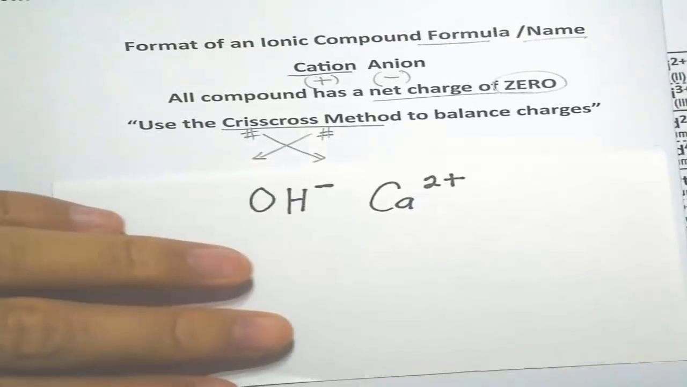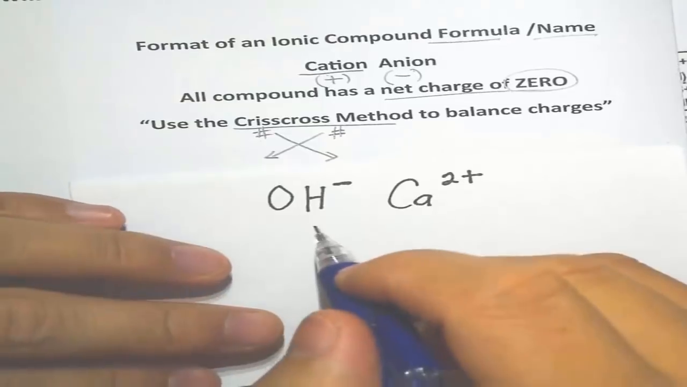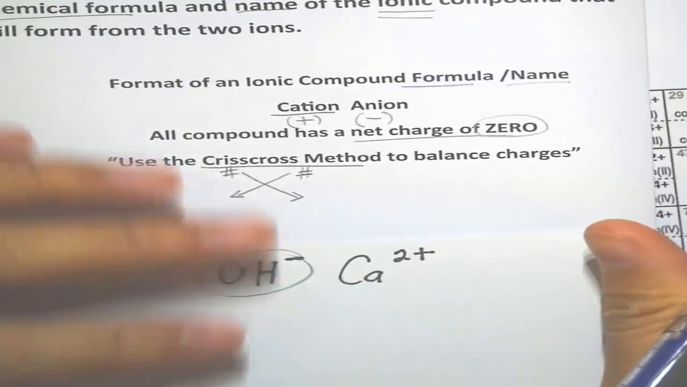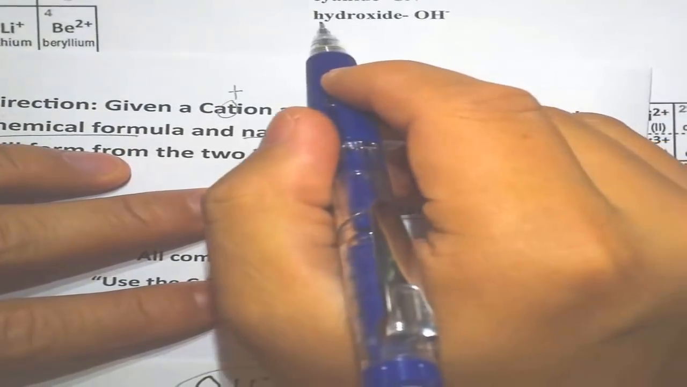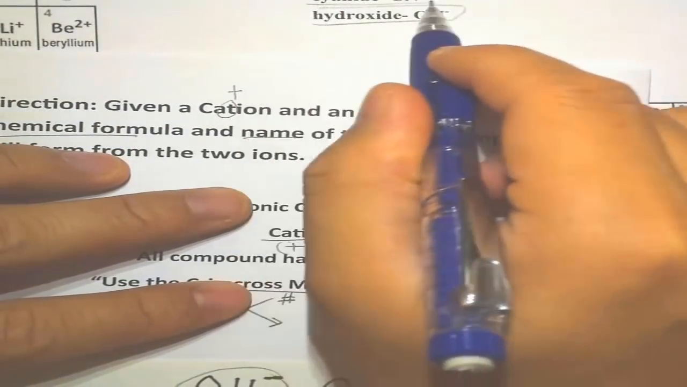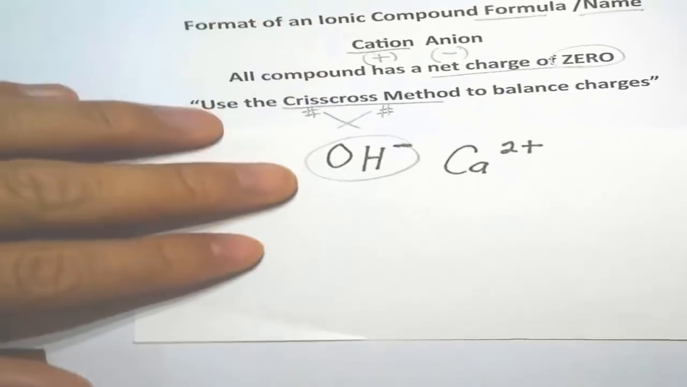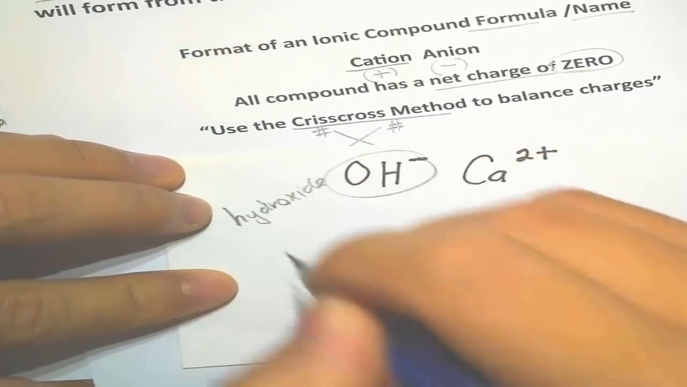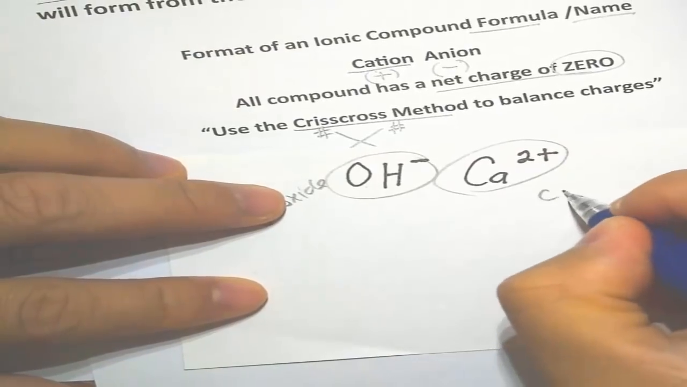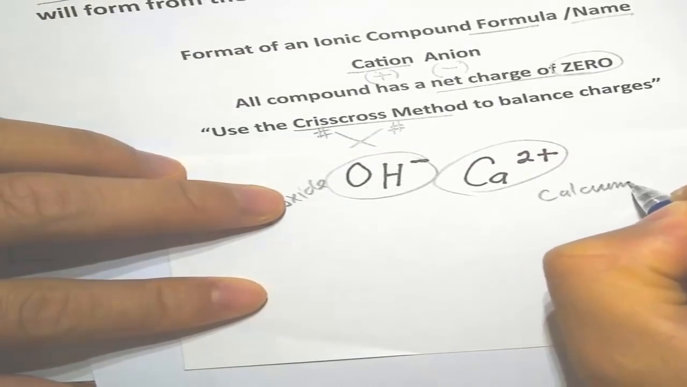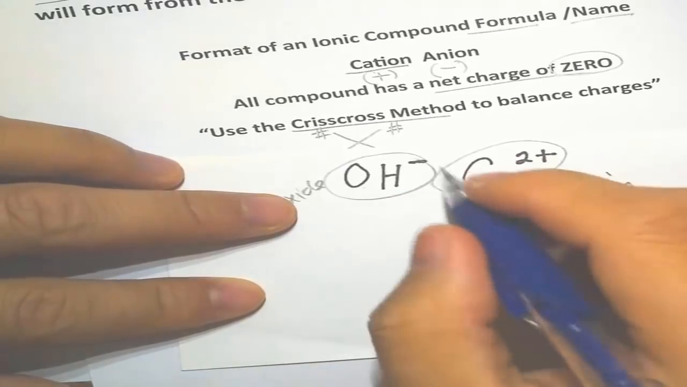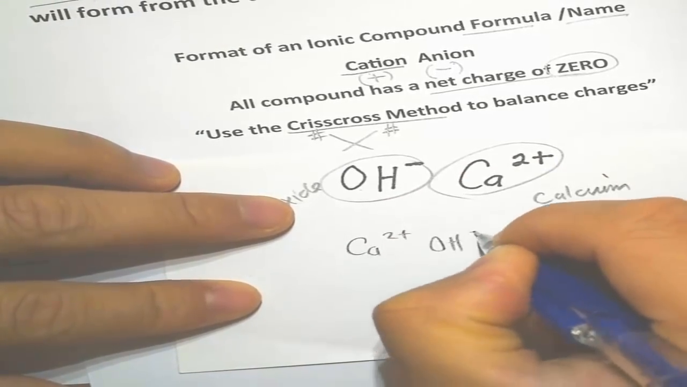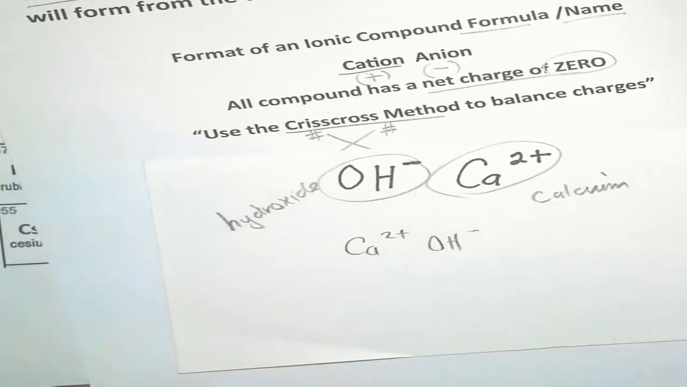And lastly, let's try our last problem together. In this case, we have hydroxide, which is OH-. That is something you have to remember individually, hydroxide and cyanide, okay? So this is hydroxide. And then this is calcium. And the order, of course, is not correct, so we have to reorder them: Ca2+ and OH-.